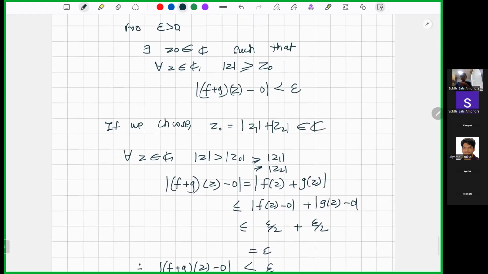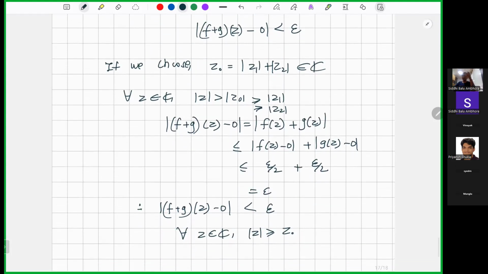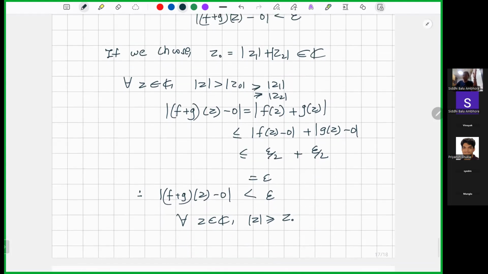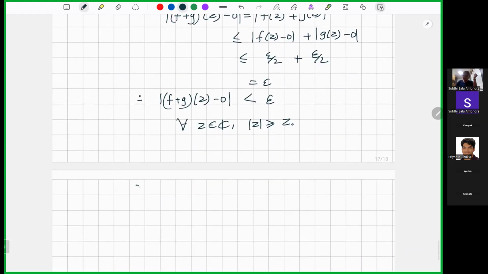So therefore, this implies that the limit as z goes to infinity of (f+g)(z) is actually 0.